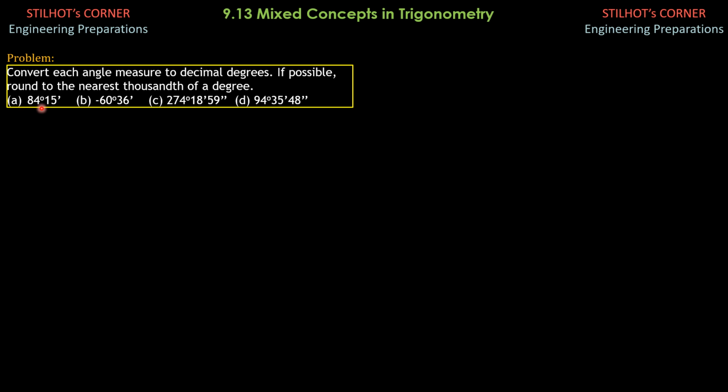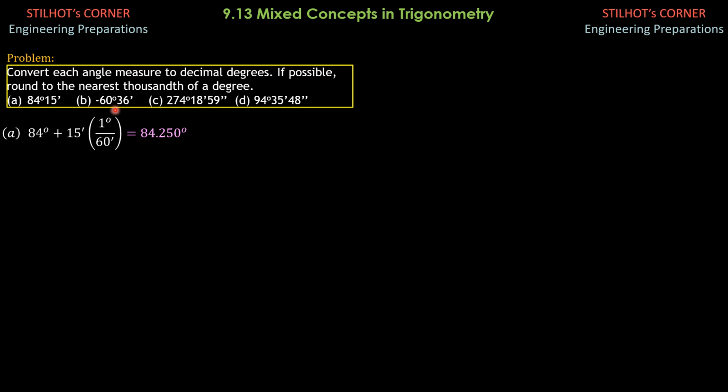So for 84 degrees 15 minutes, this is 84 degrees plus 15 minutes times, take note that 1 degree is 60 minutes. So 84 degrees plus 15 minutes times the quantity 1 degree over 60 minutes, and that would be 84.250 degrees to the nearest thousandth.